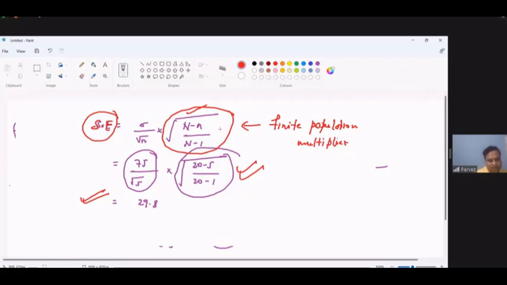A doubt on the last question: how do we calculate the square root of 15 by 19? First find 15 by 19, then take the square root. First divide, then do the square root. Then we get 0.5130. It's 15 by 19, not 5, so write 15. Is it clear till here? Yes, sir.